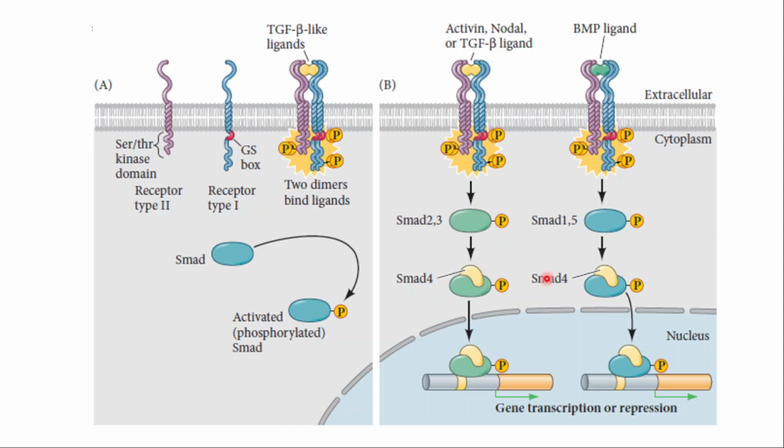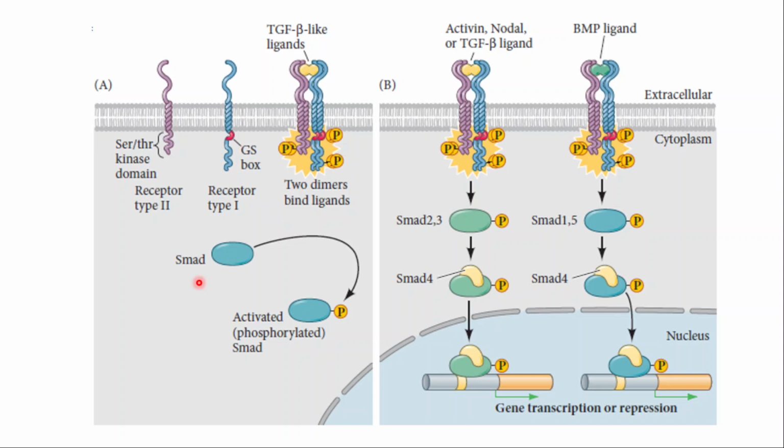Now let us have a look at the TGF beta family molecules of signal transduction. So what we have here in a general TGF beta family of ligands, we have a serine threonine kinase domain receptor type 2 and a GS box receptor type 1. So we have two different types of receptors, and these receptors homodimerize and form a heterotetramer of receptor type 2 and type 1 in presence of TGF beta ligands, which can bring both these types of receptors in close proximity. Now when the receptors are in close proximity, the receptors get phosphorylated, and phosphorylation activates the receptors, which then activates the mediator proteins called SMAD.